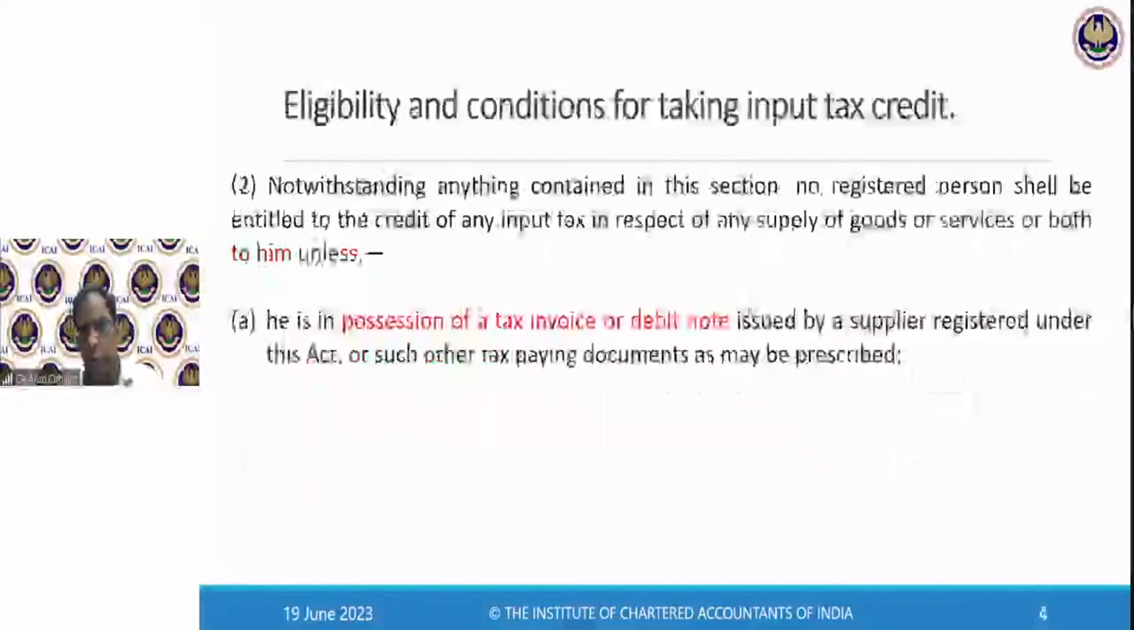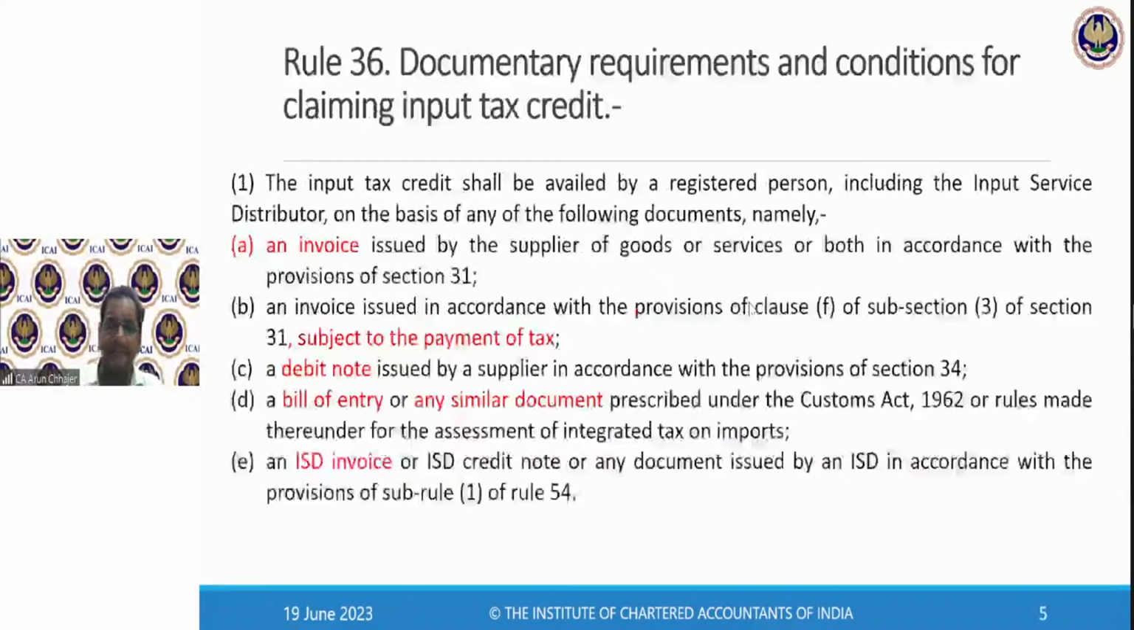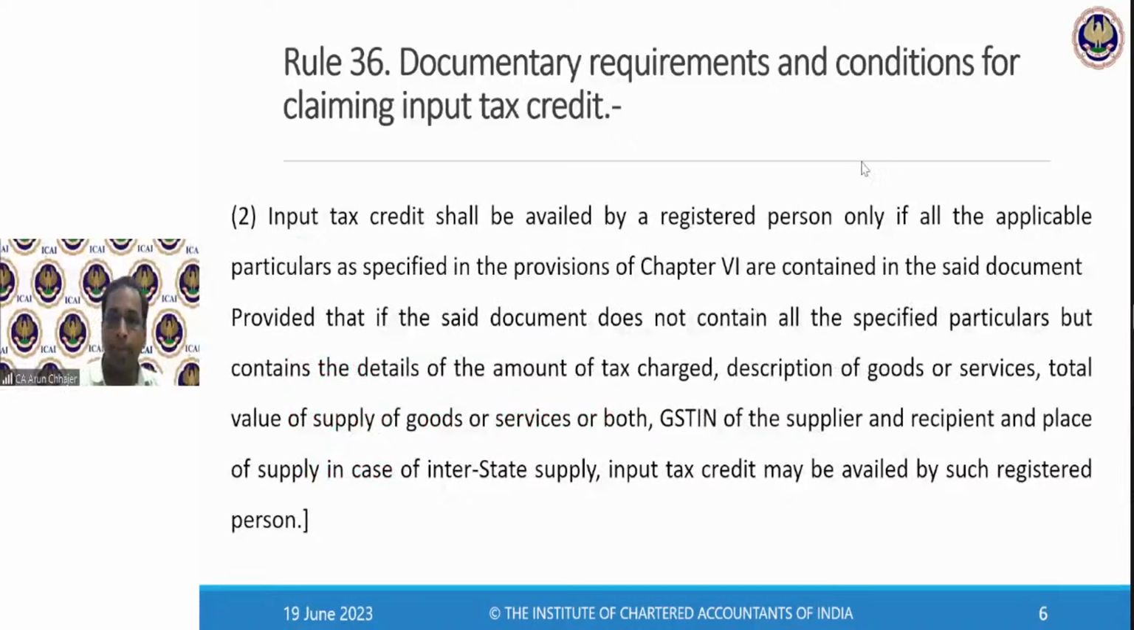Now we have understood the first condition. क्या condition है? He should be in the possession of tax invoice or debit note issued by the supplier registered under this Act. Now move to the next. Next is input tax credit. Sorry. This invoice, not second condition. Again, first condition, I'm talking about the content of the tax invoice.